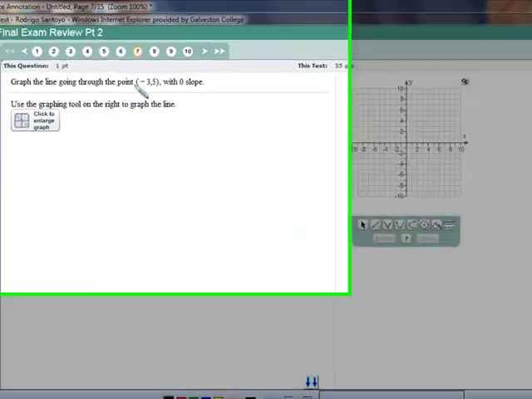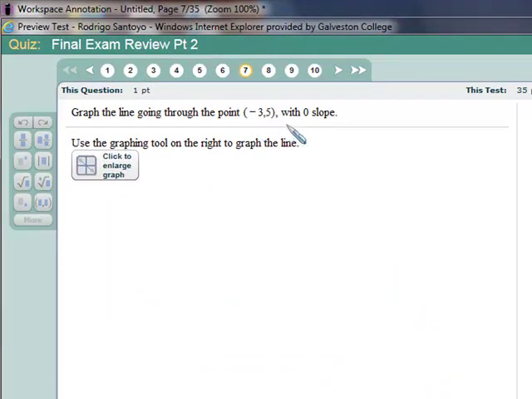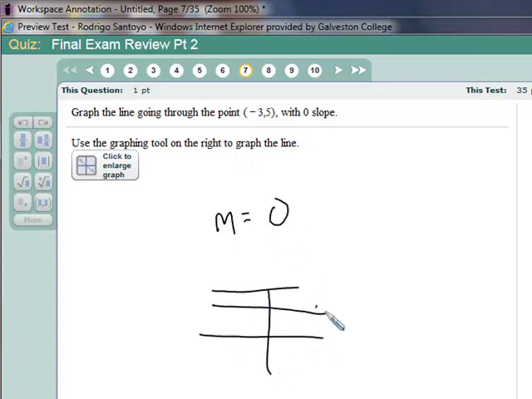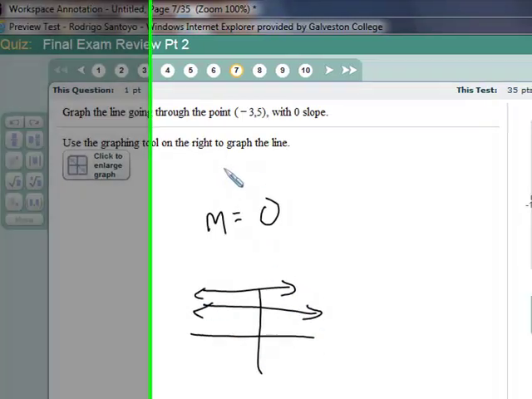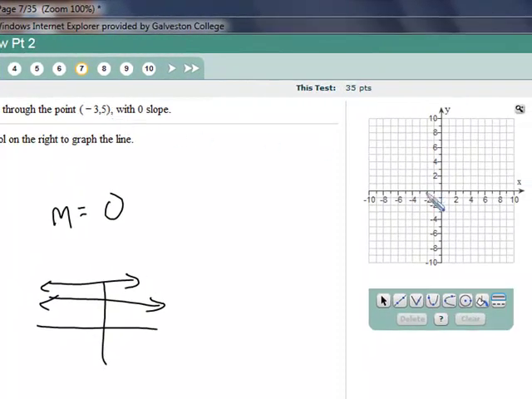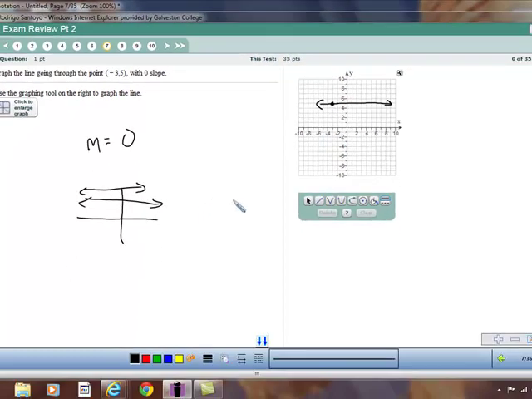Next one says graph the line going through the point -3, 5 with the slope 0. Remember, anytime the slope is 0, it's just a nice horizontal line. So here they're saying it's going through -3, 5. So let's just identify that point. -3 and 5 is right there. Slope 0. Make sure it goes through that point there.